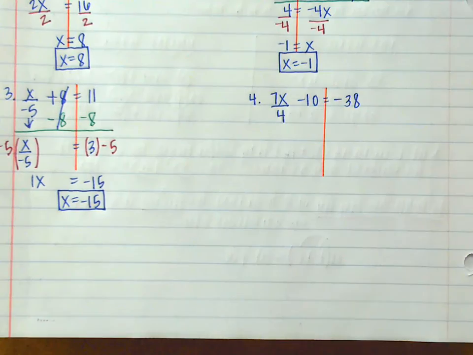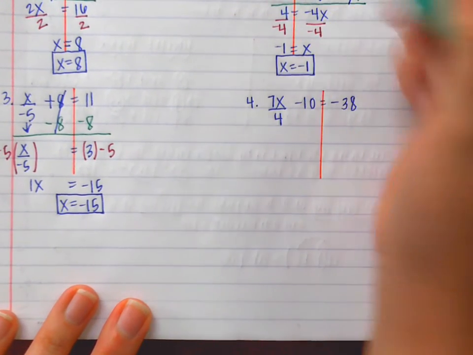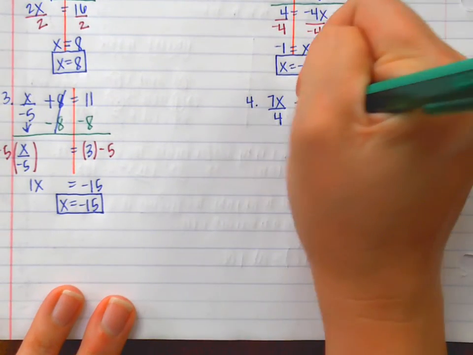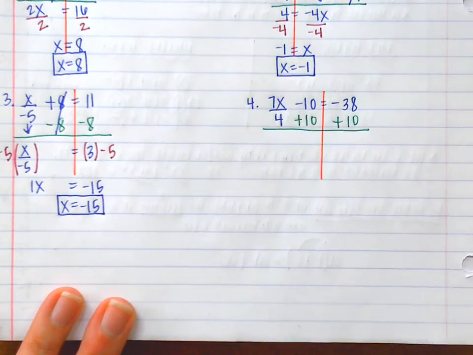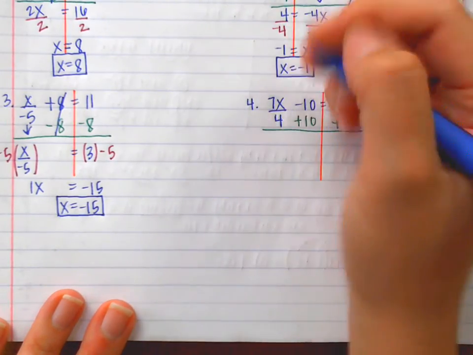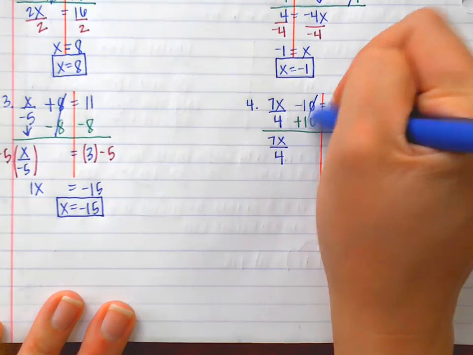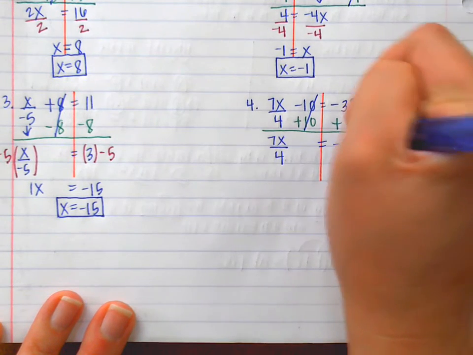And then I'm thinking, okay, what is my first step? You're thinking, what should I do first to get x by itself? And if you're thinking add 10 to both sides because we want to undo the addition and subtraction first, you would be correct. So that 7x over 4 is going to come down. -10 plus 10 is 0, which is what we want. And then -38 plus 10 is -28.